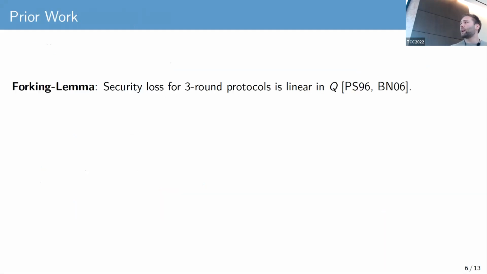So what do we know from prior work? We have these forking lemmas. They have been known for quite some time already, and they show that the security loss for 3-round protocols is linear in Q, as we saw in the first example for the 3-round protocol. And we also know that in general, the security loss is exponential in the number of rounds.